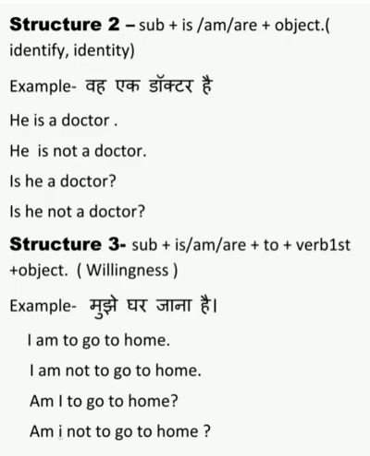Structure 3 is subject plus is, am, are plus to plus verb first form plus object, and in the bracket it's written willingness. Willingness means जो भी काम आप अपनी मर्जी से करना चाहते हैं, उस काम को करने के लिए हम is, am, are plus to का यूज़ करते हैं. सो कैसे, वो हम अभी देखते हैं. जैसे देखिए आप एग्जाम्पल, मुझे घर जाना है. इस सेंटेंस के अंदर कहीं से नहीं लग रहा है कि आप फोर्सफुली जाना चाहते हो. फोर्सफुली होता है मुझे घर जाना पड़ेगा या मुझे घर जाना पड़ता है. 8 बजे रात में मुझे घर जाना पड़ता है, या फिर 2 बजे स्कूल से छुट्टी होते ही मुझे घर जाना पड़ता है.